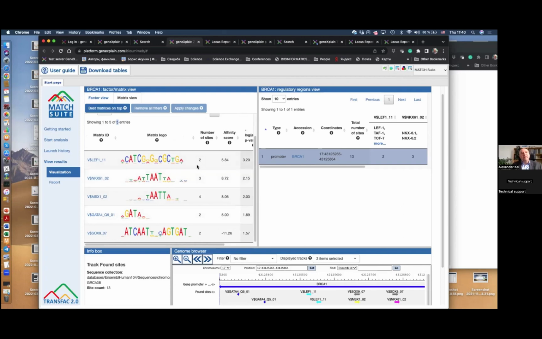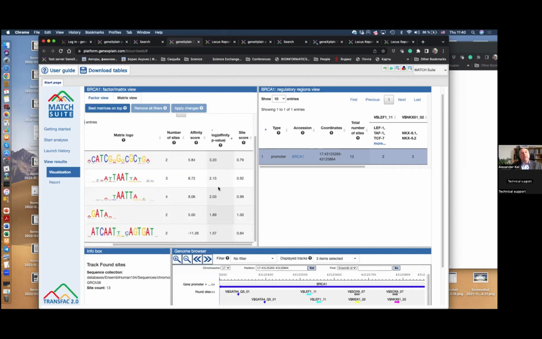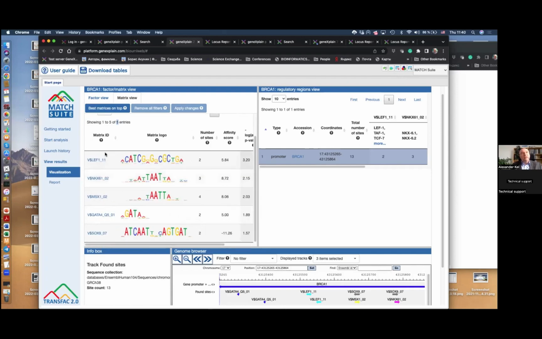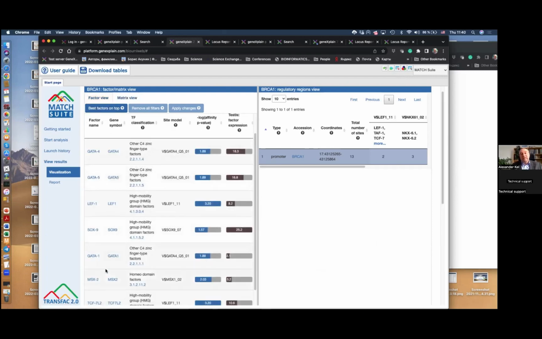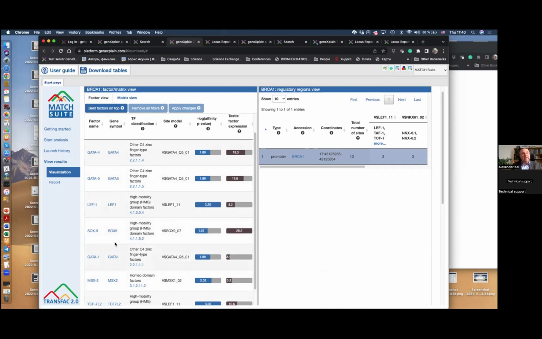PWMs which have a high affinity score to that promoter, and whose transcription factors are expressed in the tissue which we chose. And to these 5 matrices, 5 motifs, there are 17 transcription factors which are linked. Why is it so different? We have just 5 motifs and so many factors.